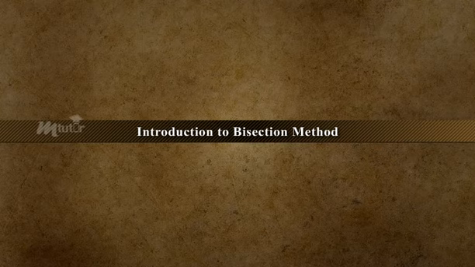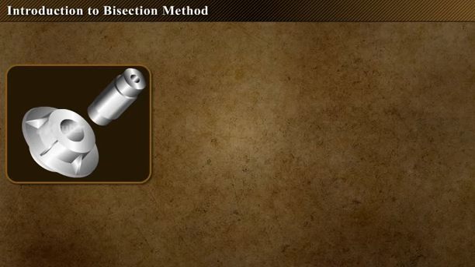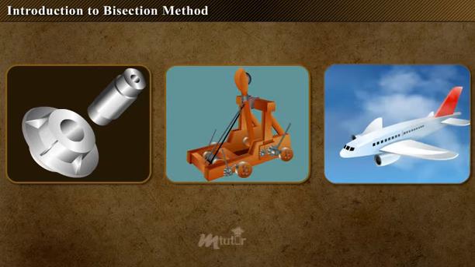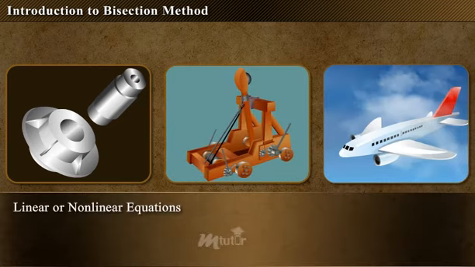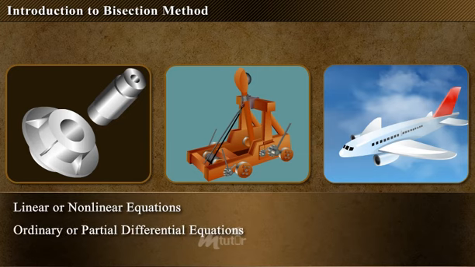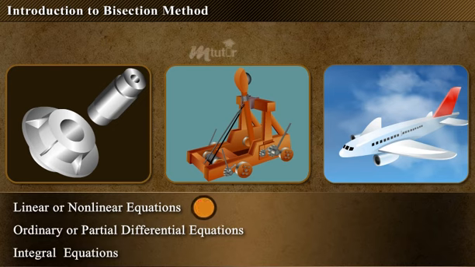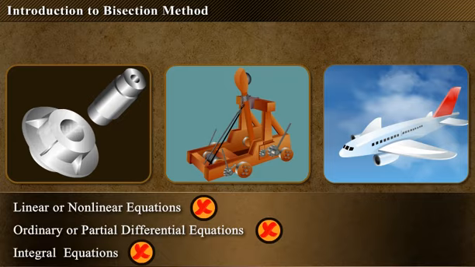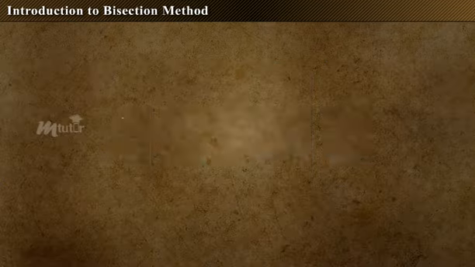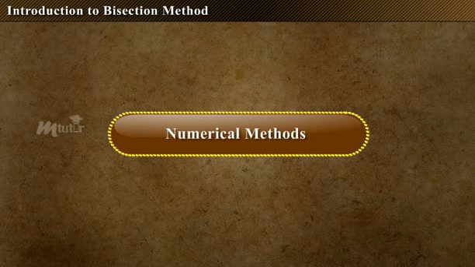Introduction to bisection method. Using mathematical modeling, most of the problems in engineering and physical sciences can be formulated in terms of system of linear or nonlinear equations, ordinary or partial differential equations, or integral equations. In majority of the cases, the solutions to these problems in analytical form are non-existent or difficult for direct interpretation. When this occurs, we turn to numerical methods to approximate the solution of the given function.